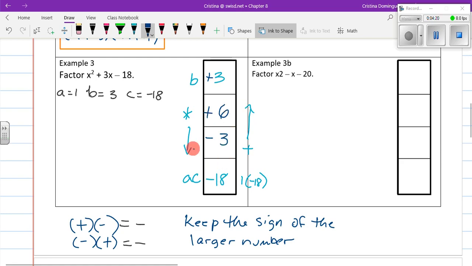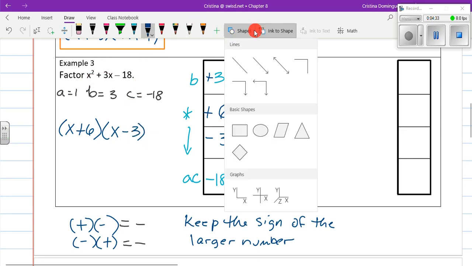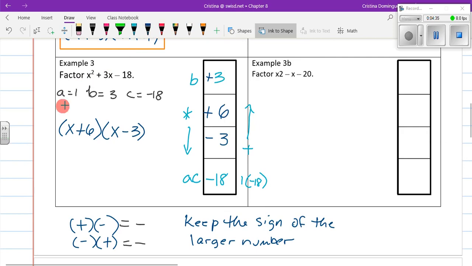So now that I've got my two answers, I'm really excited because I have my entire answer, and it's x plus 6 times x minus 3. Congratulations, you just factored this quadratic. Pretty easy, right? Yay.